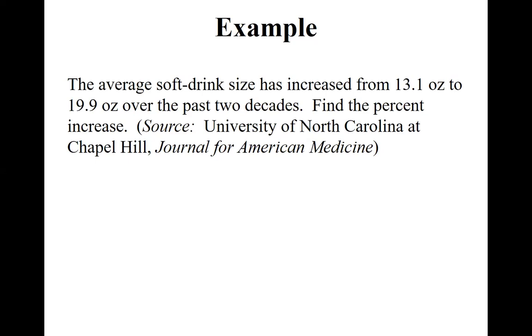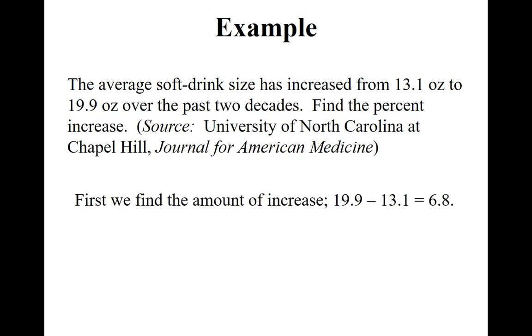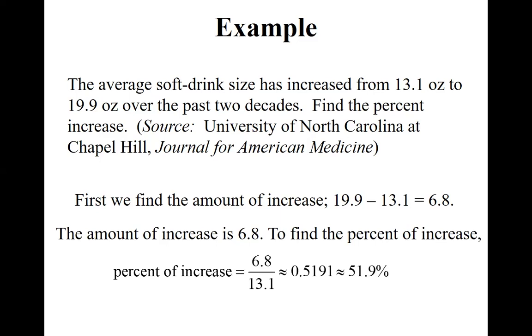The average soft drink size has increased from 13.1 ounces to 19.9 ounces over the past 2 decades. Find the percent increase. Well, first we would need to find the amount of the increase, and that would just be 19.9 minus 13.1, that's 6.8. Then we divide that by the original. What's the original amount? 13.1. When we divide 6.8 by 13.1, we get 0.5191, which is about 51.9%.